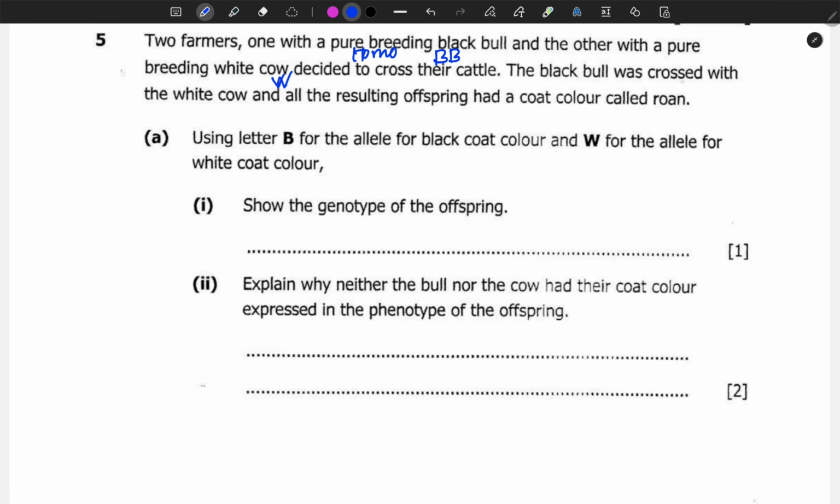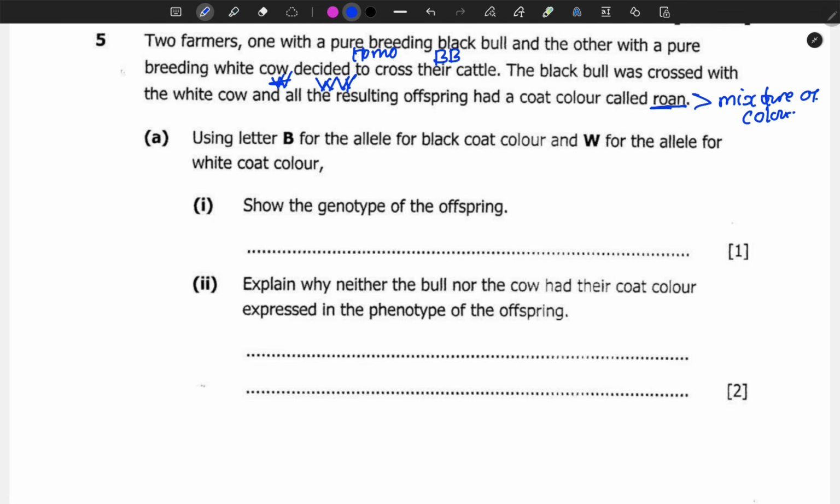The black bull was crossed with a white cow, and all the resulting offspring had a coat color called roan. Whenever you hear roan, it means it's a mixture of colors. If we say mixture of colors, it means the two colors were expressed at once. They were seen, like black and white, just like a camouflage. If that is the case, it means the two colors were dominant. So since they are dominant, even for white, we need to use two capital W's.